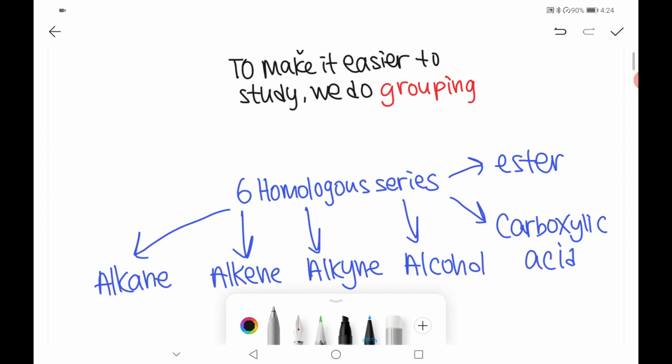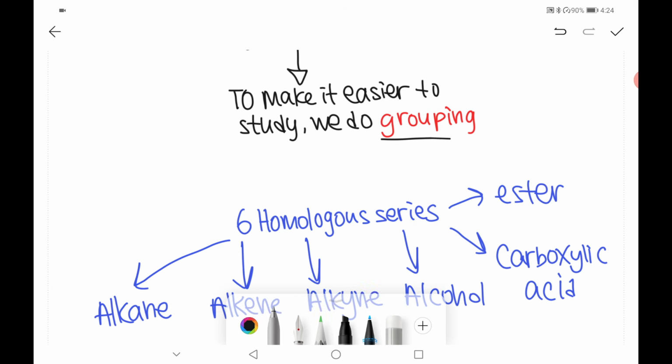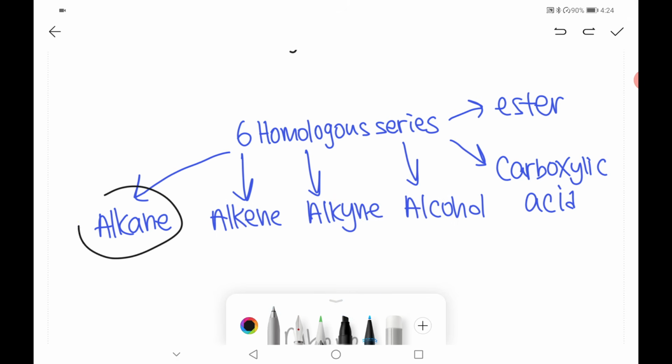There are a total of 6 different groups of carbon compounds, but we don't call them groups, we call them homologous series. So we have 6 homologous series: alkane, alkene, alkyne, alcohol, carboxylic acid, and ester. Do remember that all the homologous series are decided by the functional group. By looking at the functional group, the sex organ, we know exactly whether that substance is an alkane, alcohol, ester, alkene, or what.